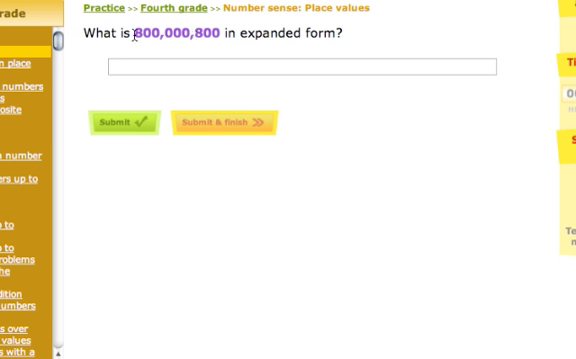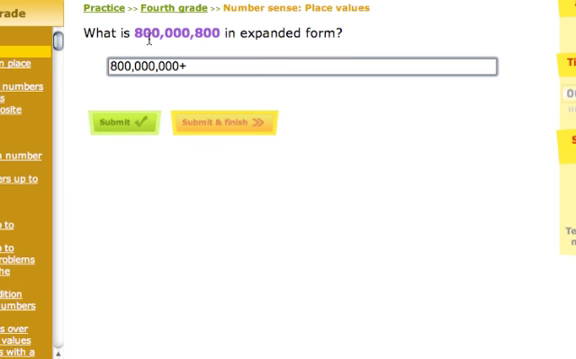Okay? So we have to think, how much is this 8 really worth? It's not 8 worth just 8 little fingers on my hand. It's actually worth 800 million, because it is in the 100 million spot. Okay? Remember, ones, tens, hundreds, crossing into the thousands, 10,000s, 100,000s, crossing into the millions, millions, 10 millions, 100 millions, okay? So the 8 is in the 100 millions place. We're going to type 800 million.